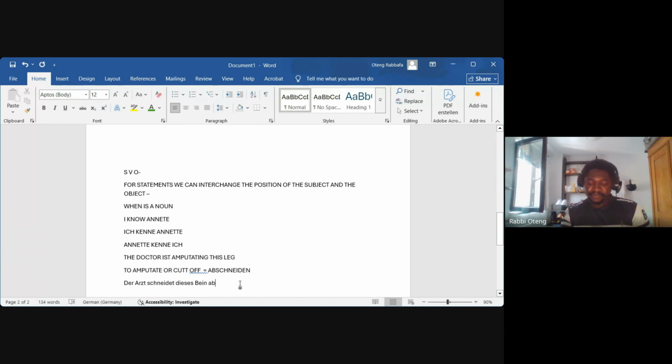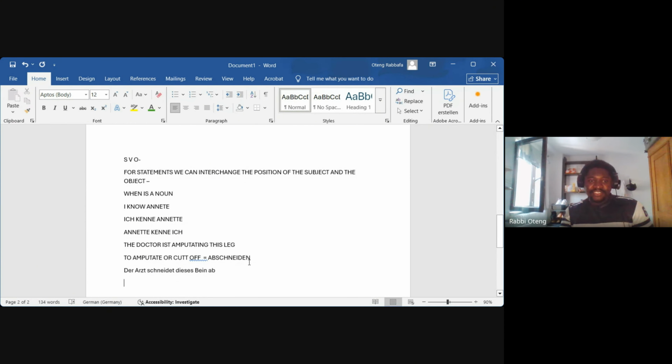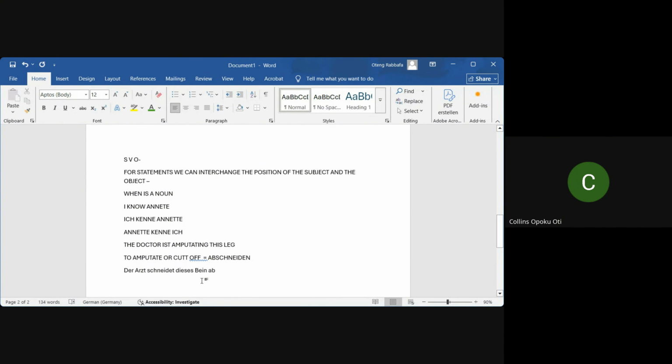Now, who can interchange the position of the verb and the object, and the subject? The objects and the subject. Who will try? Okay, I'll try. Schneidet the leg ab.